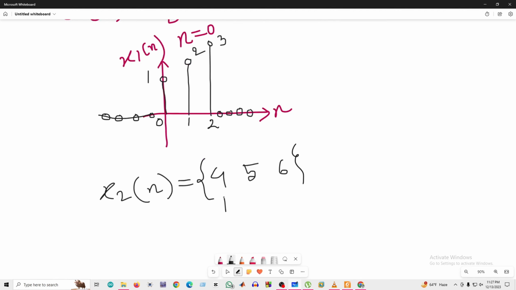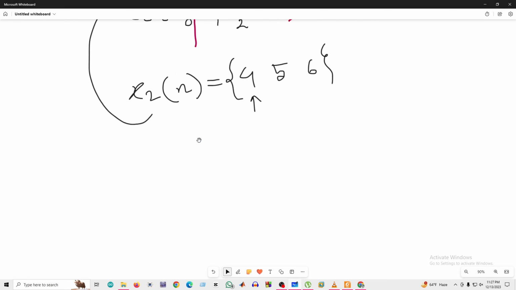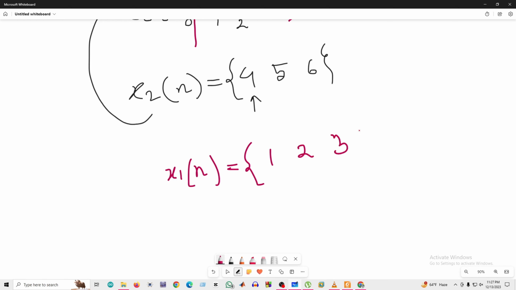Here you have the arrow again. If you want to scale the signal, you can use this type of thing again, and then you can draw these things. Now you have two signals, so let me write them together. Let signal x1 equal 1, 2, 3, and under it I write x2 of n, which is basically 4, 5, and 6.